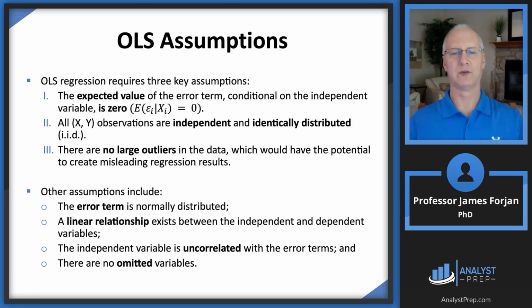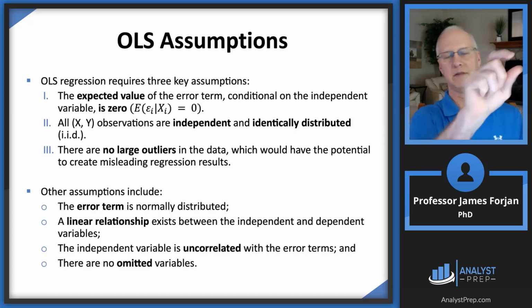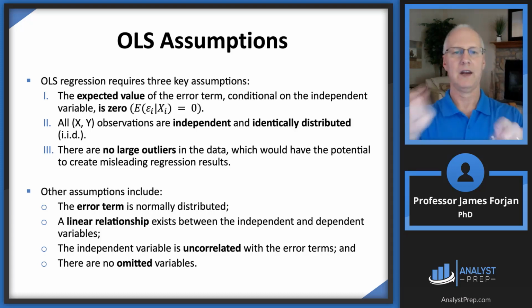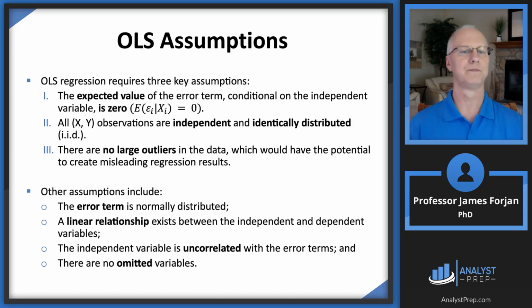Think of a big old matrix. You have a constant variance term going down here, and the covariance terms are all 0. Another assumption is that there are no large outliers in the data.